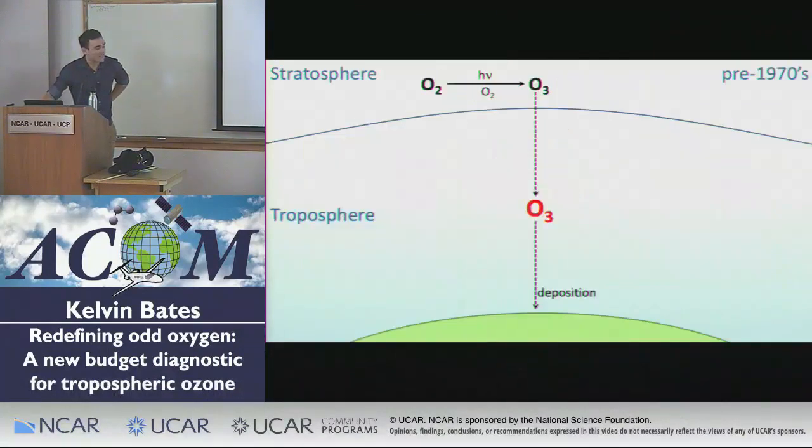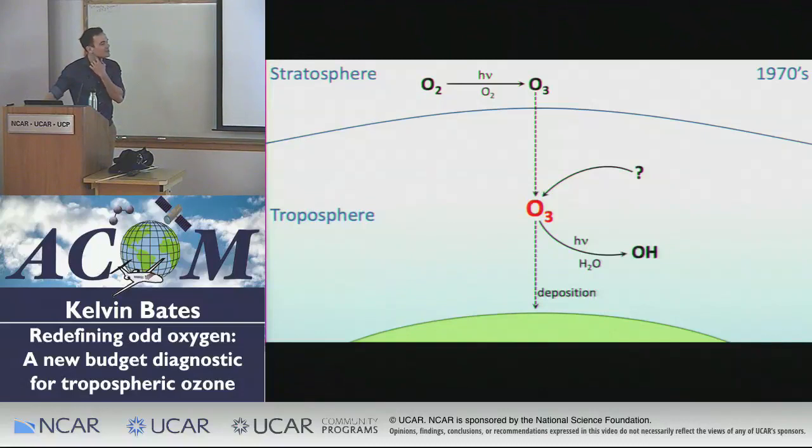And even through the 1970s, the main idea behind ozone in the troposphere was that it was produced in the stratosphere from photolysis of oxygen and then transported down and then lost to deposition at the surface. And the vertical profiles of ozone that you see through most of the troposphere would pretty much hold up to this. It's just an increasing profile with height.